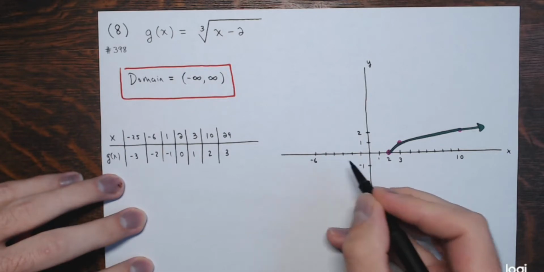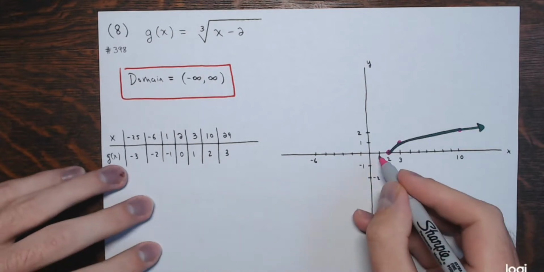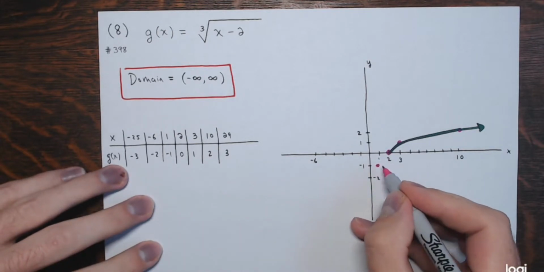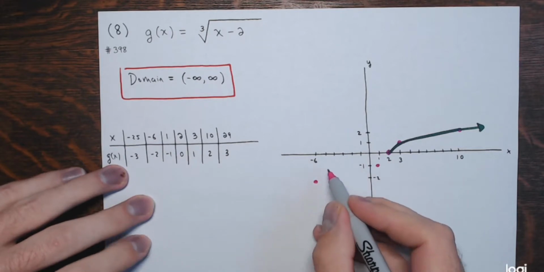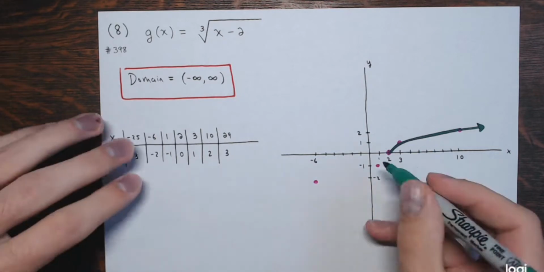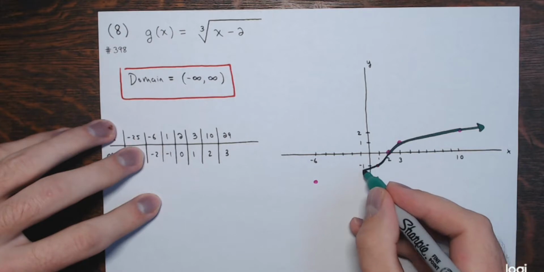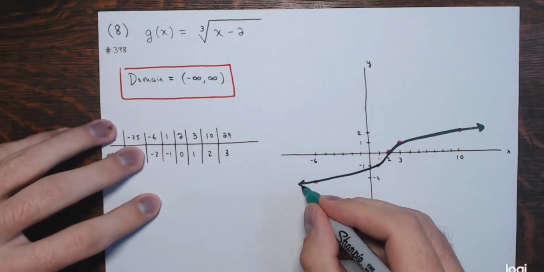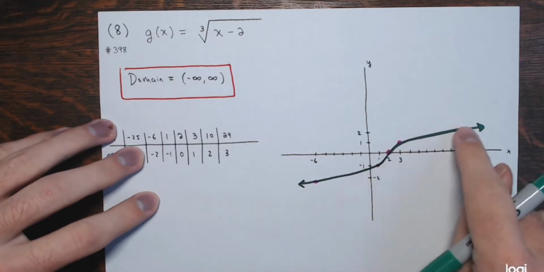Negative 6 input, negative 2 output. Plotting these points. So 1, negative 1. Negative 6, negative 2. And again, I'm not going to go out to negative 25 to get to negative 3, but you see that if I start at 2, 0 here and go left, we got this function that's going down forever this way, right? And yet again, once again, it's one of these elongated S shapes.